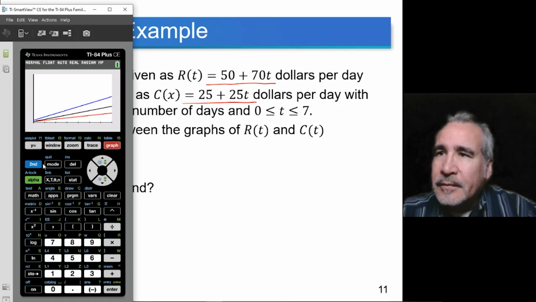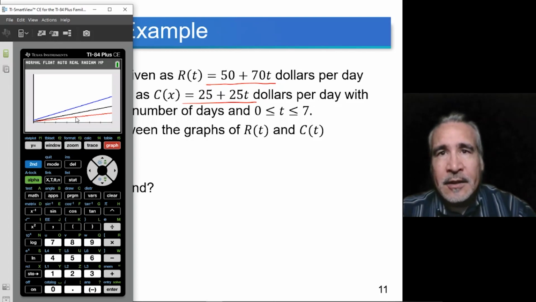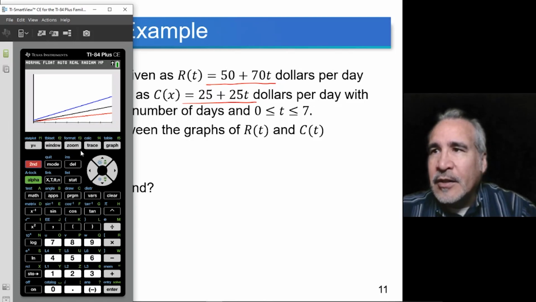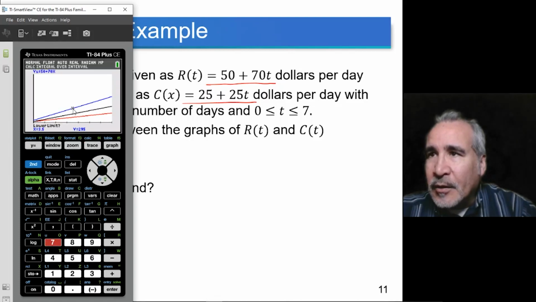Well, let me just show you what we can do if we haven't turned these off, right? But we know we want to deal with the black function. Now, if you don't have a color calculator, you definitely want to turn them off because it's hard to tell which one you want. But let's just see. Second calc, let's do number 7. Now notice it's on this function.